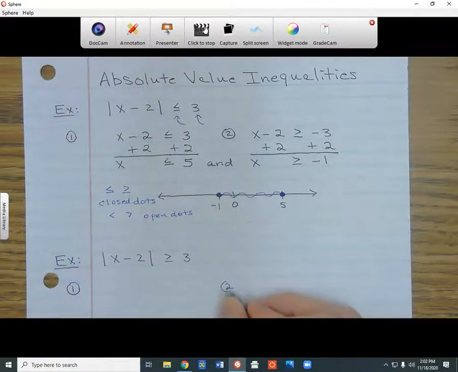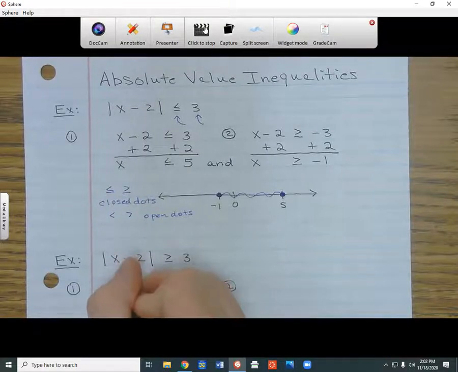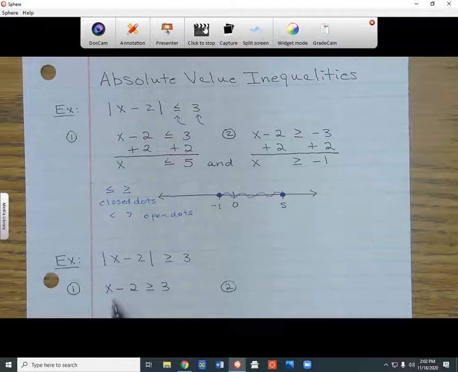So notice the only difference between the first example and this one is that the inequality sign is different. This time I have a greater than or equal to. So that's going to come into play when we do our two solutions and when we graph on a number line. Okay? Now the first thing I'm going to do is take whatever's inside the absolute value bars out. So the x minus 2 is going to come out, and then everything is going to stay the same for my first solution. So the greater than or equal to sign comes down, and the positive 3 is going to come down as well. And then we can solve for x right here.